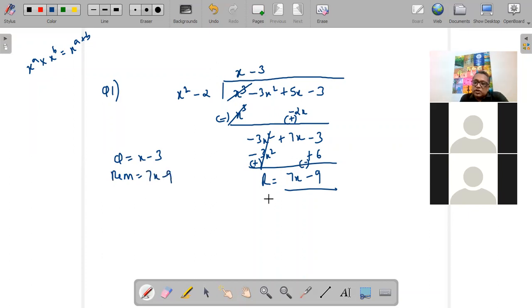Now, if the remainder is 0, then we can say it is a factor. Sometimes they will also ask you whether it is a factor of this polynomial or not. Right now it is not a factor, because the remainder is not 0. Like in question number 2, they will ask you whether it is a factor. Right now you just have to divide and find the quotient and the remainder.